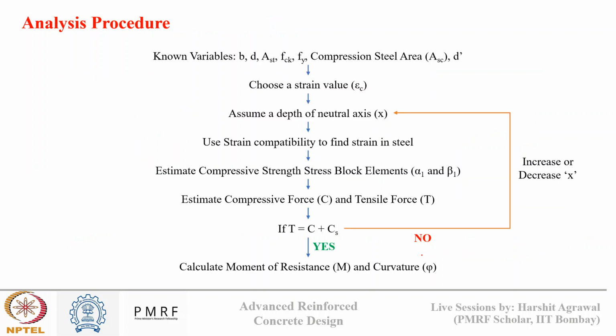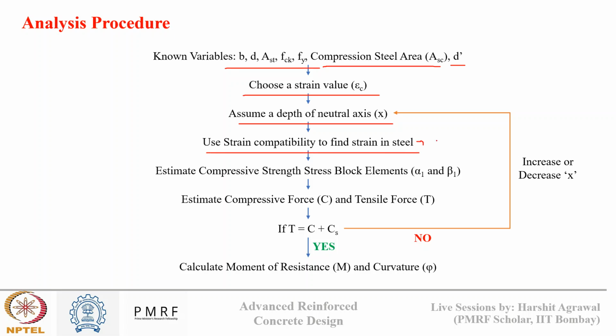So when we talk about analysis of such sections, again as we did in the last question, we know the concrete dimensions, the reinforcement area, and the grade of steel and concrete. And now there is one more thing we know: the compression steel area and its cover. So we choose a strain in concrete and assume the neutral axis depth. Using strain compatibility, we find the strain in steel on both the tension side and the compression side. We use the effective stress block parameters to get alpha 1 and beta 1 values, and estimate the total compression force and the tension force.